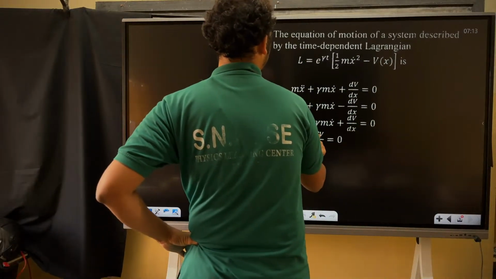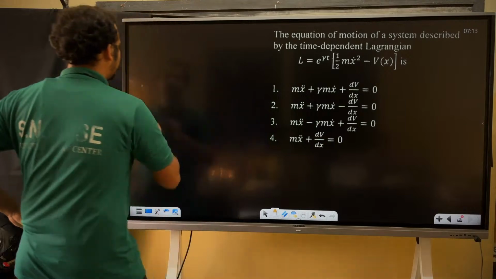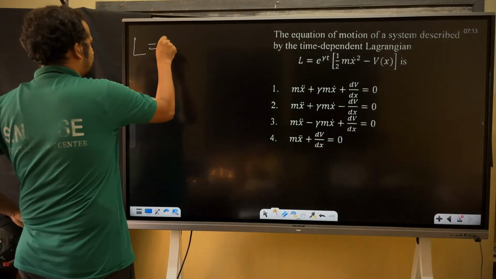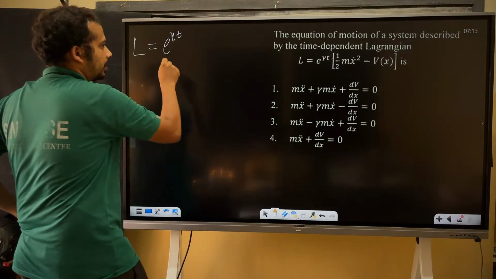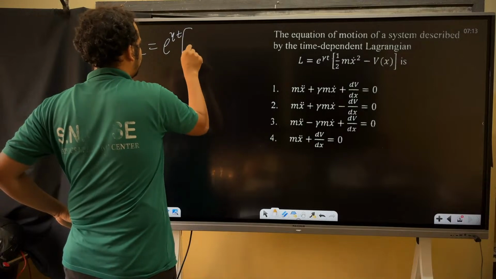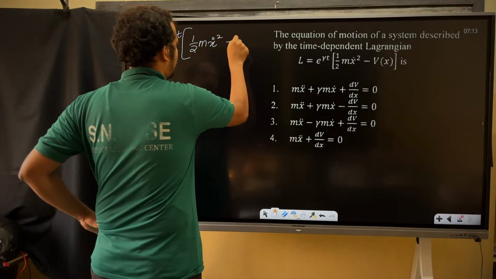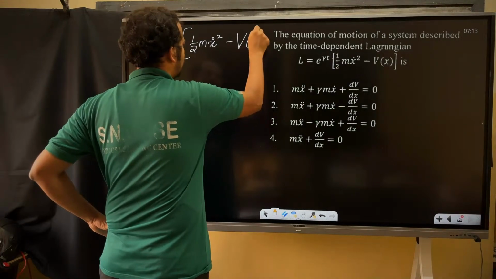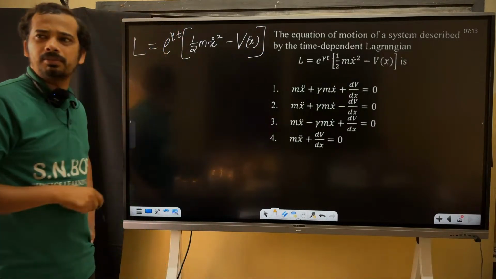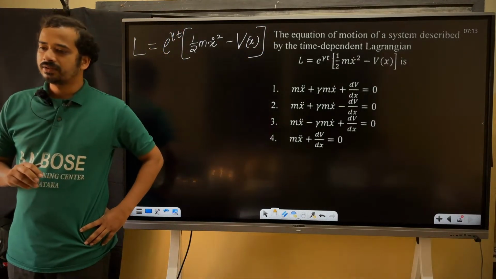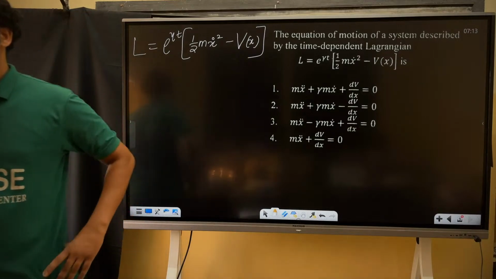So, equation of motion of the system, the Lagrangian is given: e to the power gamma t, half m x-dot squared, minus V of x. I think in Goldstein he might have given a similar problem and asked us to transform it or something.